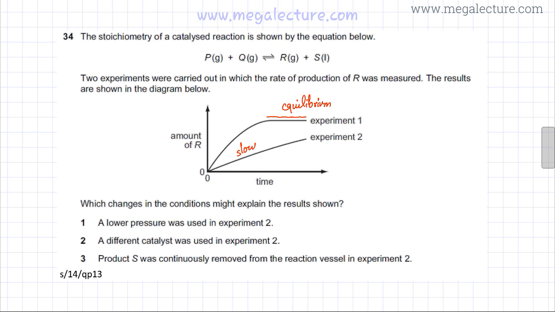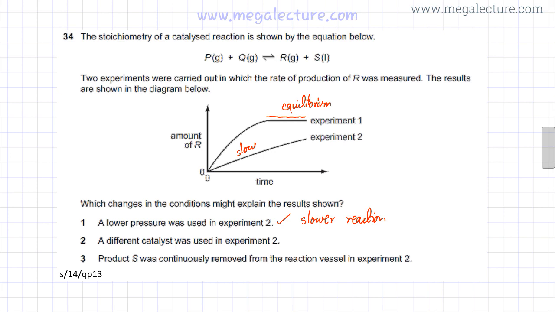Now we have three options. Which changes in the conditions might explain the results below? What changes in the conditions in experiment 1 were done to get the results for experiment 2? The first is that a lower pressure was used in experiment 2. This looks correct because if you use a lower pressure, the reaction would be slower, which is true in experiment 2. You have a slow reaction.